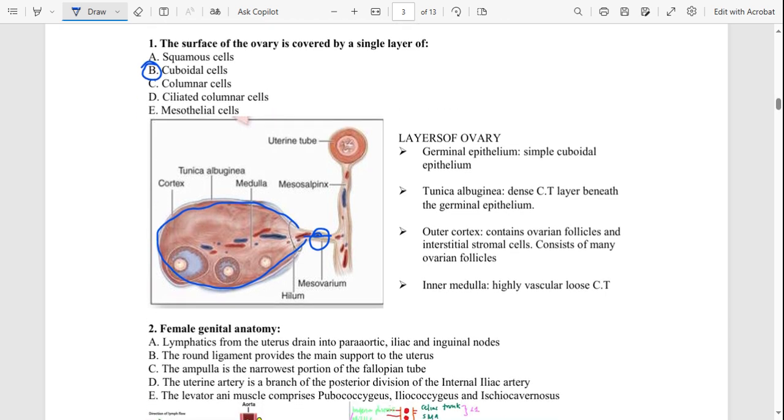Number 2 is saying, female genital anatomy. A. Lymphatics from the uterus drain into para-aortic, iliac, and inguinal nodes. B. The round ligament provides the main support to the uterus. C. The ampulla is the narrowest portion of the fallopian tube. D. The uterine artery is a branch of the posterior division of the internal iliac artery. E. The levator ani muscle comprises pubococcygeus, iliococcygeus, and puborectalis. Anyone who can help with this one here?